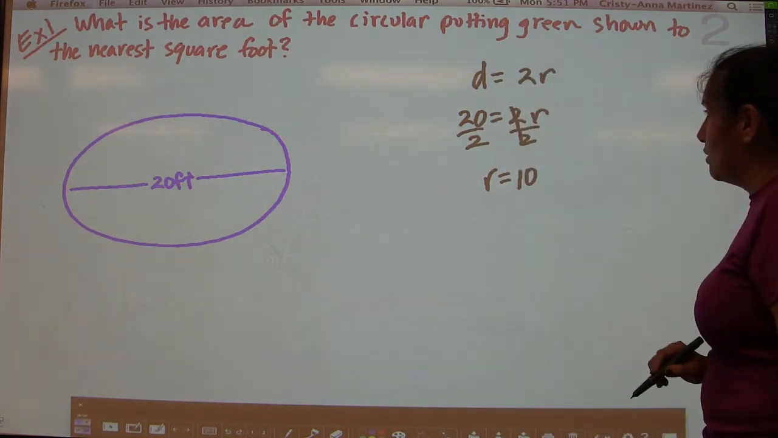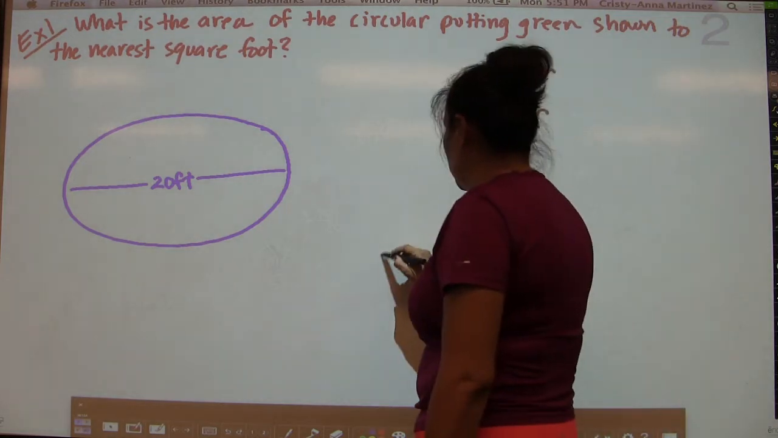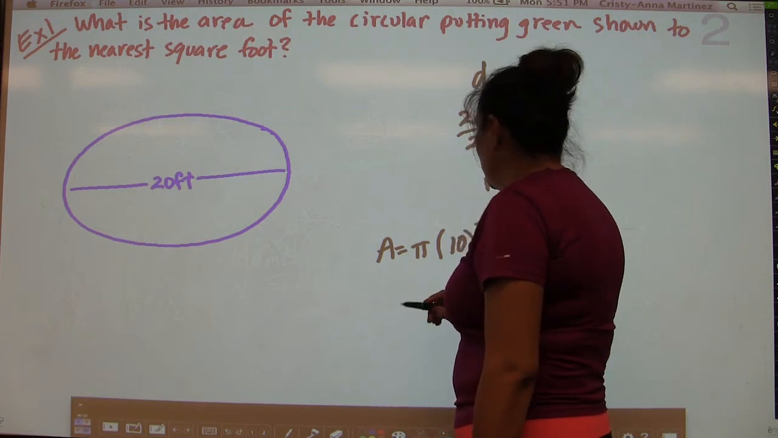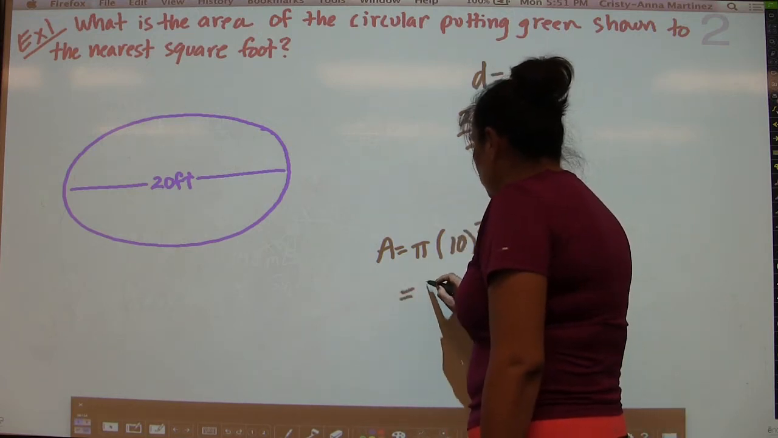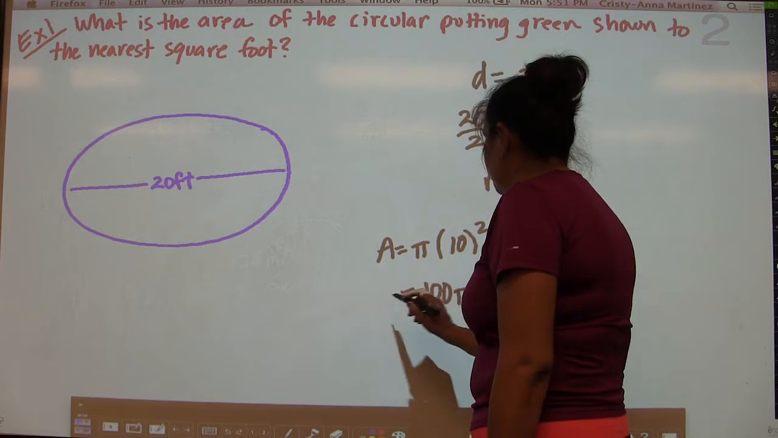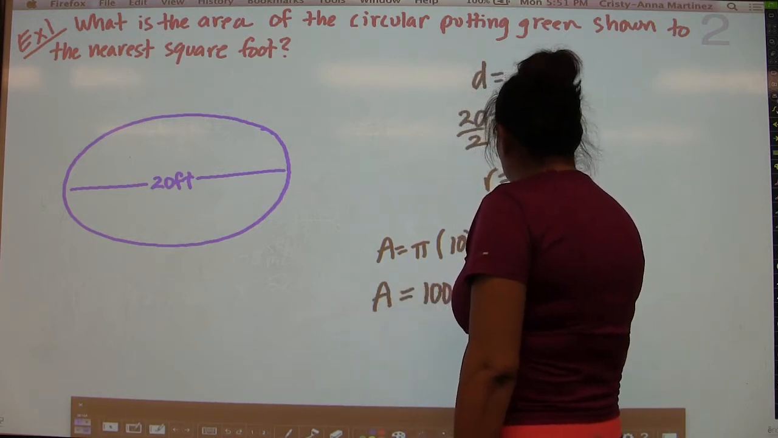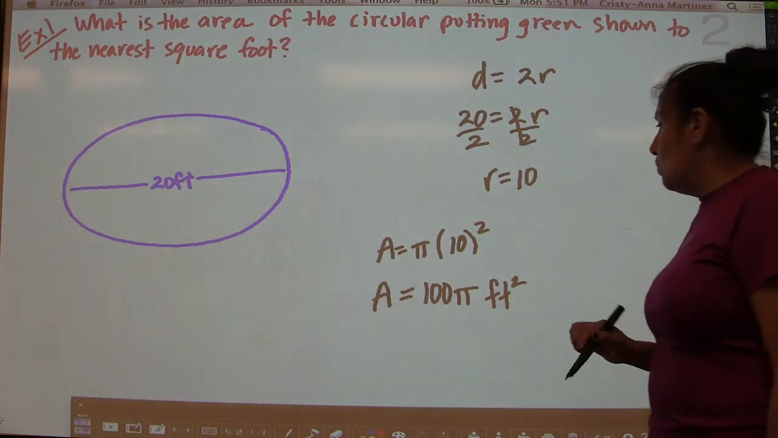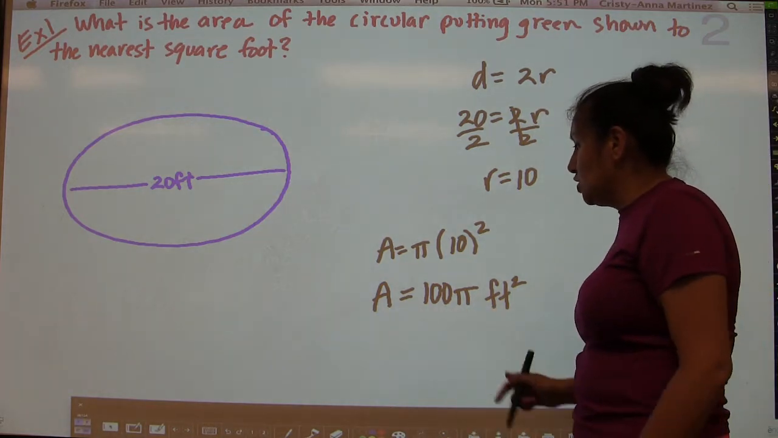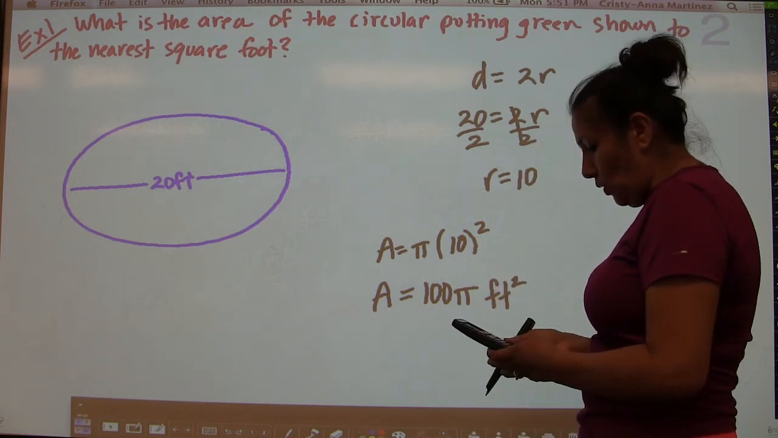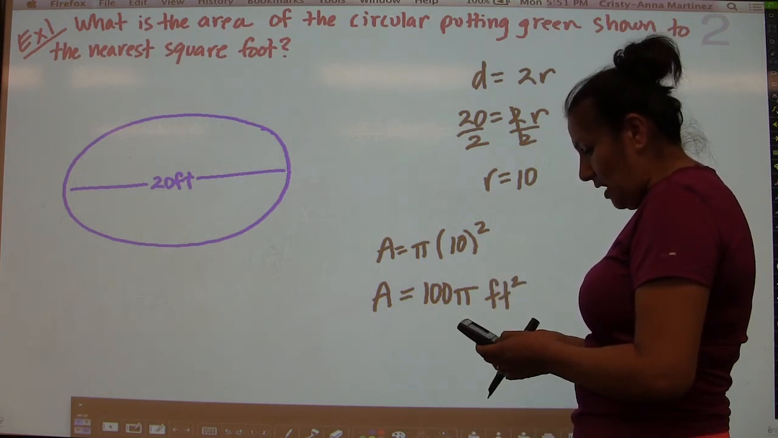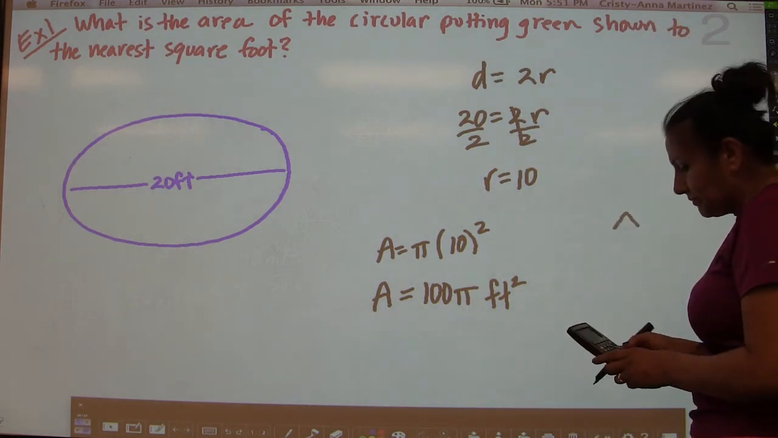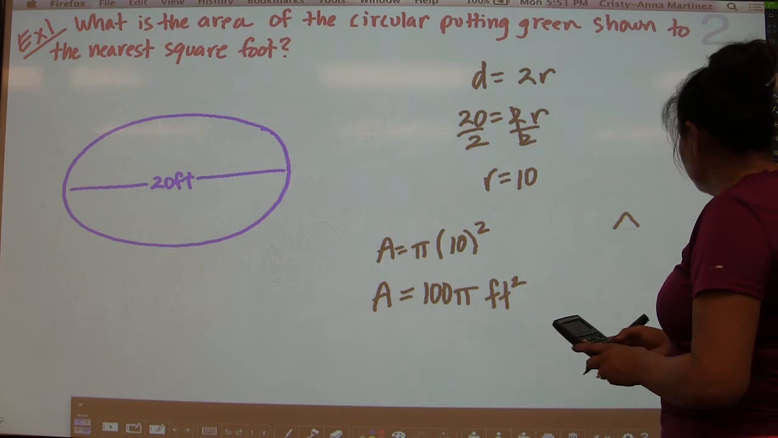Once we know what the radius is, all we have to do is plug it into our formula for area, pi r squared. We know that 10 squared is 100, so the actual area is 100 pi square feet. But it says to the nearest square foot, which means that they want us to round this off. So this is the exact answer, but now we go 100 times pi, using second and then the caret key. The caret key is right below the clear button.